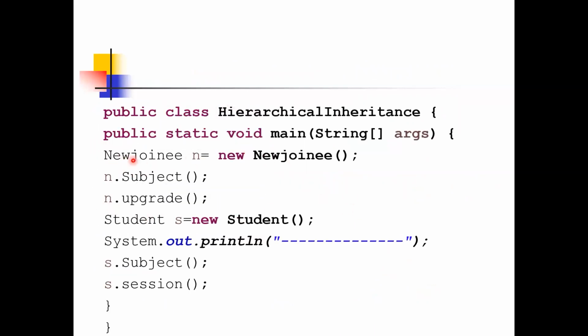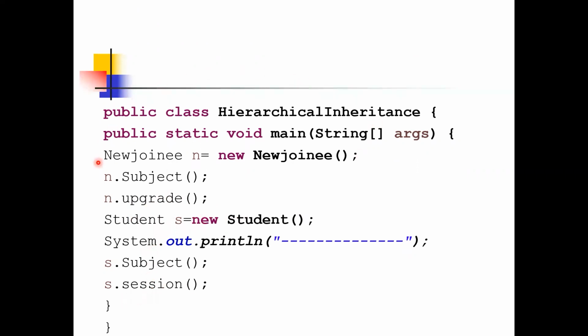So first create the object of new joinee; the variable name you can take anything. Then call n dot subject, where subject is a method name, and n dot upgrade, where upgrade is a method name. The next object creation is for the student class: Student s equals new Student. Now call s dot subject and s dot session. These are methods.